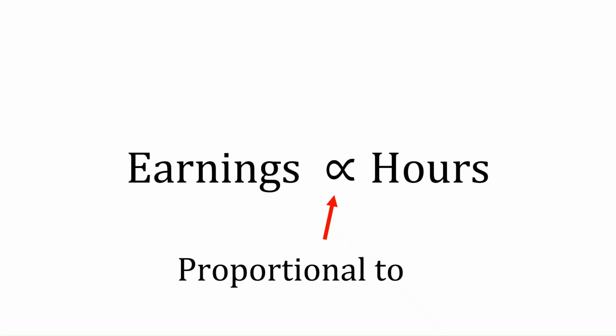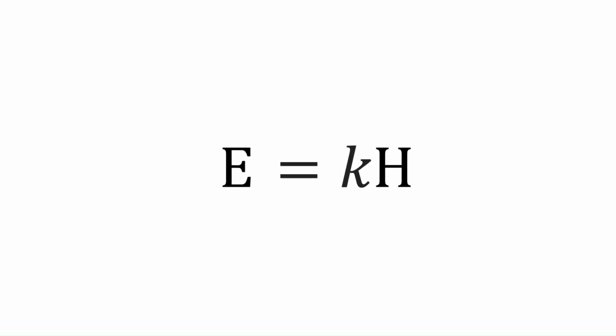This symbol means it's proportional to. It tells us that there's a relationship between earnings and hours, but it doesn't yet give us an equation. To turn proportionality into an actual equation, we introduce something called a constant of proportionality, or K. Whenever we see this symbol for proportional to, we can replace it with equals K times.